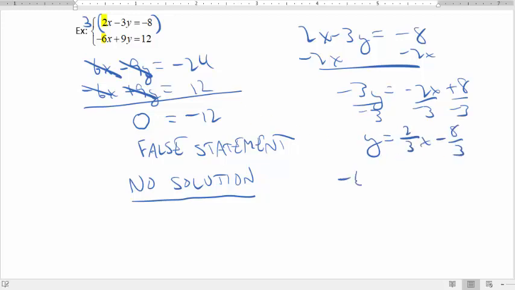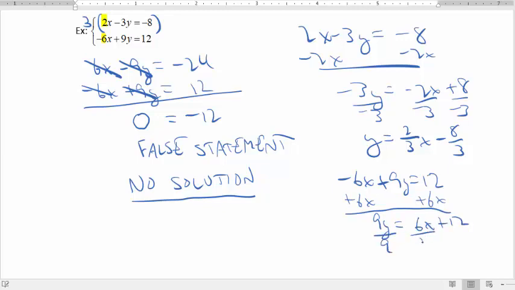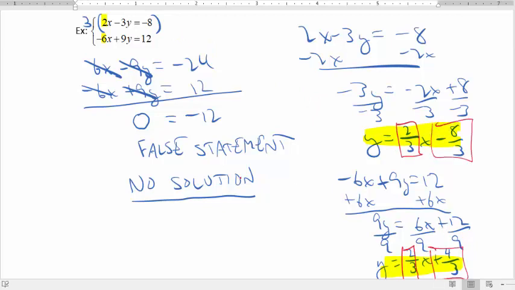That's my top equation. And my bottom equation, if I solve it for y, add 6x. So 9y equals 6x plus 12. And then divide everything by 9. And this is going to be y equals 6/9, which is really 2/3 x. And 12/9 is 4/3. So then when you look at these two lines in slope-intercept form, you can see that they're in fact parallel lines because they have the same slope, but they have different y-intercepts. So they are in fact parallel lines, which explains why there was no solution.